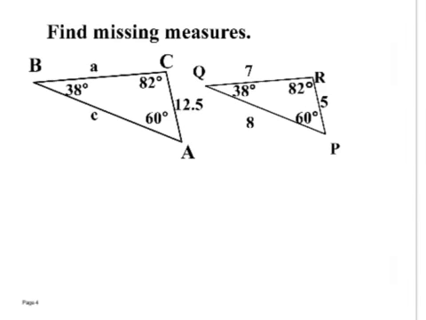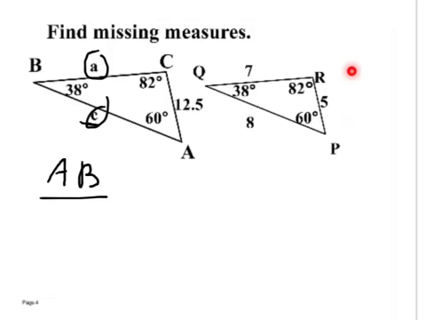Alright, so we need to find the missing measures. We have triangle ABC and PQR. Okay, now I need to find this side. I need to find this side. Okay, now, so here's what I'm going to do. I'm going to find C first. Okay, which side, this side C, we can call it side AB, because it's between angles A and B, right? Okay, what side would be proportional on the small triangle? PR, QR, or PQ?